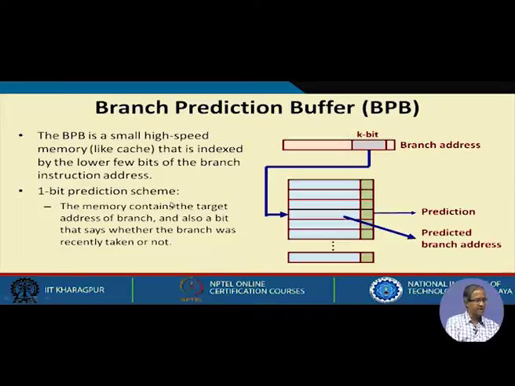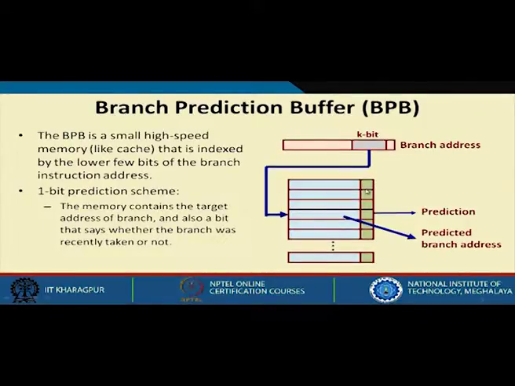In the 1 bit prediction scheme, you have a single bit with every entry. This will tell whether the last prediction was a taken branch or a not taken branch. Let us say 0 means taken and 1 means not taken. So, that will also contain what the prediction was, taken or not taken. So, this is how it is done.